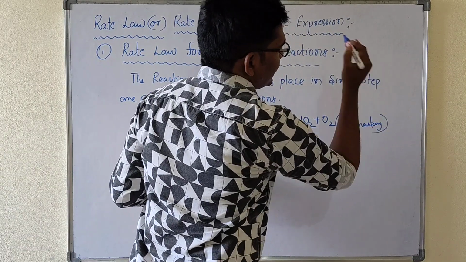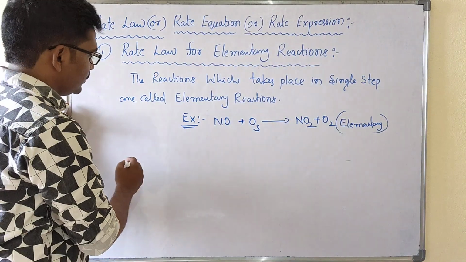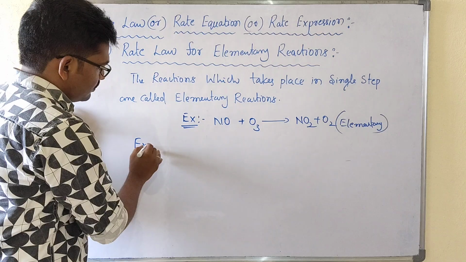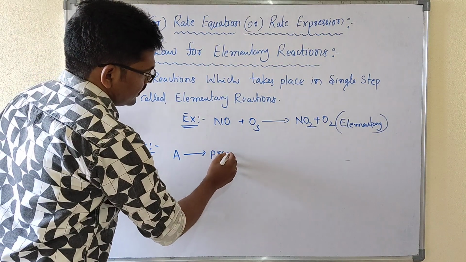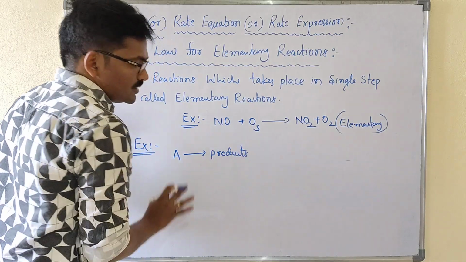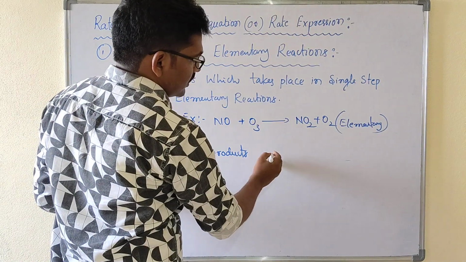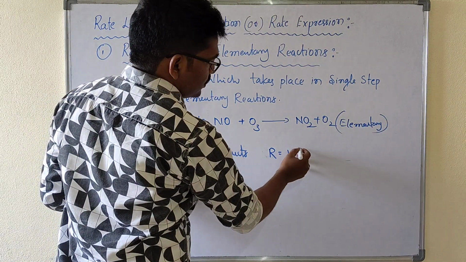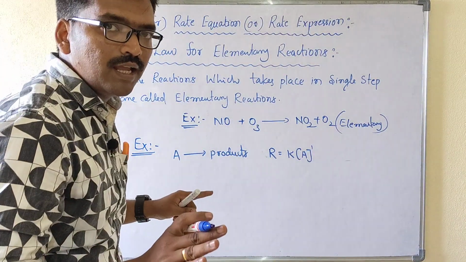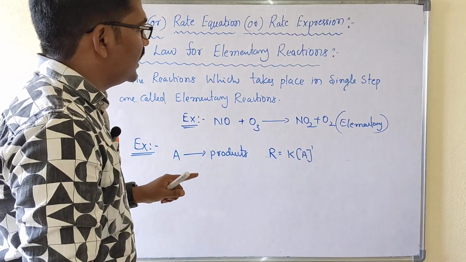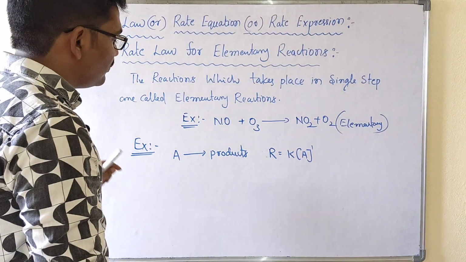Elementary reaction. How do we express the rate law for these elementary reactions? For example, I am taking A gives rise to products. Just assume this is an elementary reaction. Look at this: R, that is rate of reaction, equals K into A to the power 1. That means the stoichiometry coefficient is the order of the reactant. In an elementary reaction, the stoichiometry coefficient is equal to the order of reaction.